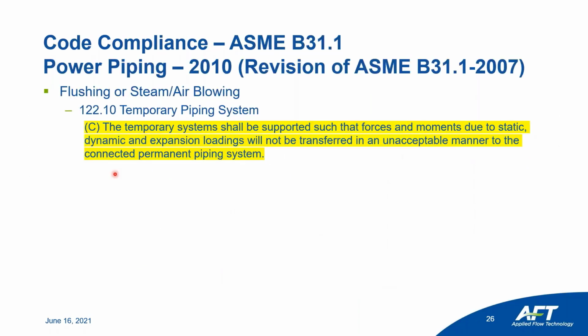Again, a reminder of the code that we're going to use. We're going to use B31.1 power piping, which refers to flushing and steam blowing in section 121.10, temporary piping systems. And in section C, it guides you on the type of analysis you should do. The temporary system shall be supported such that forces and moments due to static, dynamic, and expansion loadings will not be transferred in an unacceptable manner to the connected permanent piping system.